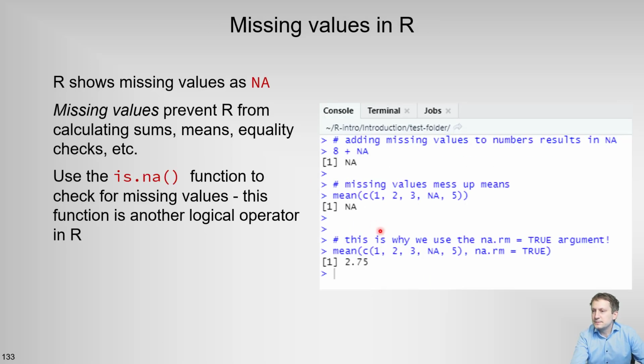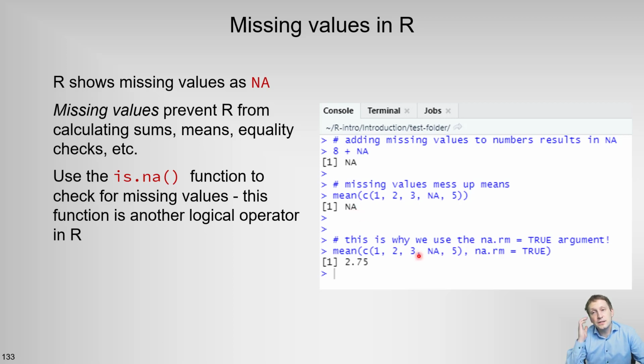Oh, one more thing. So a lot of functions have this na.rm argument, and that will automatically then remove missing values. By default, na.rm is set to FALSE, right? So that you actually get the NA value as a result.